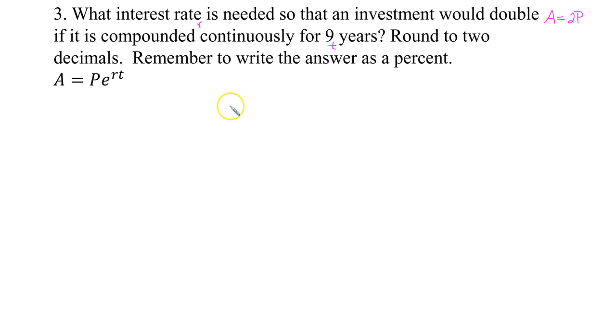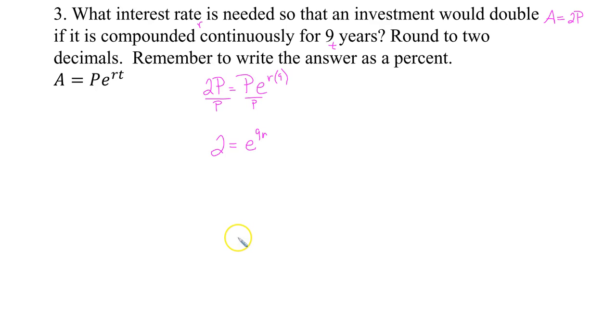I'm going to show you how to start this problem, and then I'm going to show you the shortcut for any problems that have to do with doubling the amount. To start this problem the long way, we would put in place of A, 2P is equal to P times e to the R, which we don't know what that is, times 9 power. Now I'm going to rewrite that also. If I divide both sides by P, this is going to give me 2 is equal to e to the 9R power.